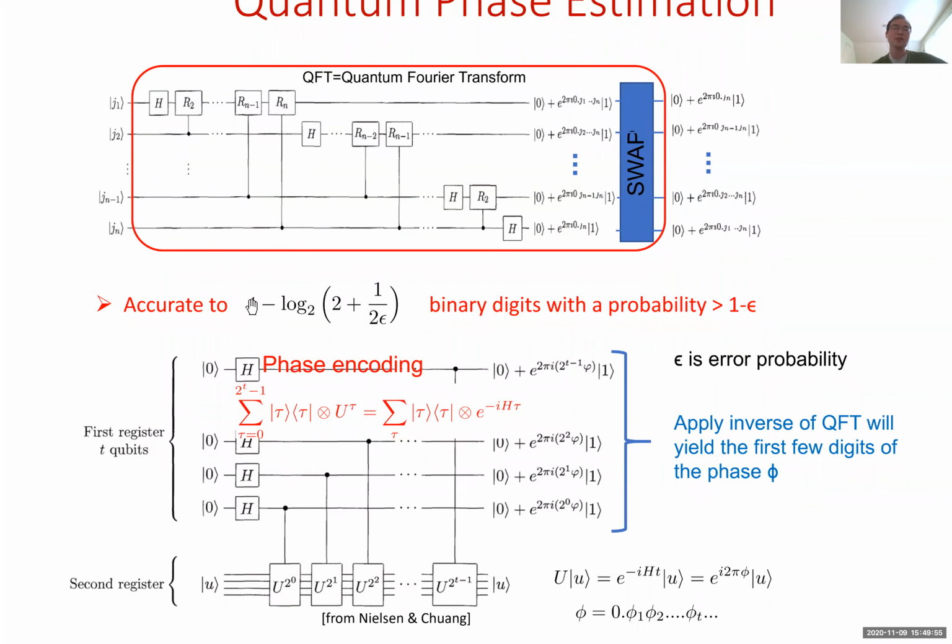So if you want to get t-bit accuracy, you need to supply t plus this much qubits. Okay.